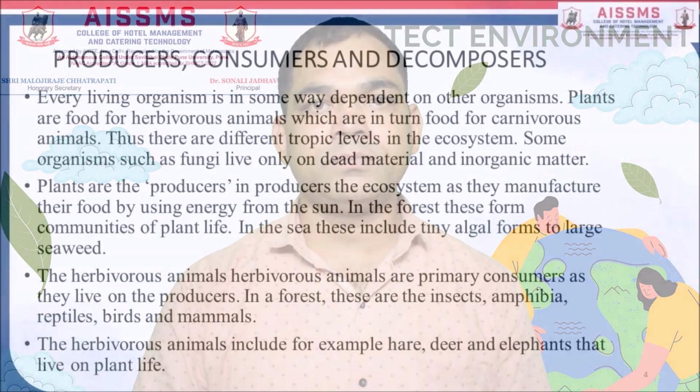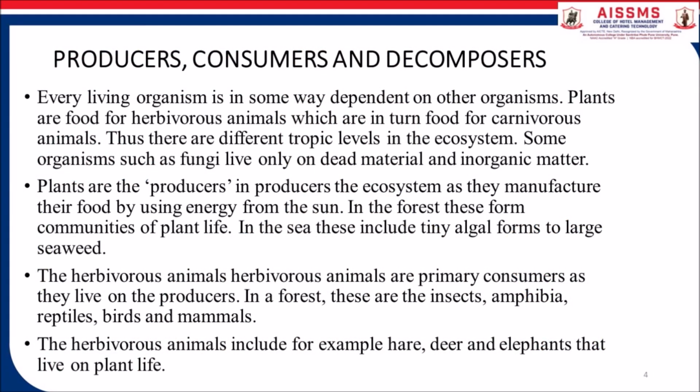Every living organism is in some way dependent on the other organism. Plants are food for herbivorous animals, which are in turn food for carnivorous animals. Thus, there are different trophic levels in the ecosystem. Some organisms, such as fungi, live on only dead material and inorganic matter. Plants are the producers in the ecosystem, as they manufacture their food by using energy from the sun.